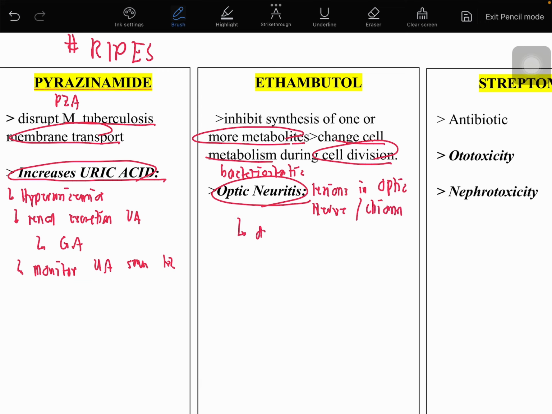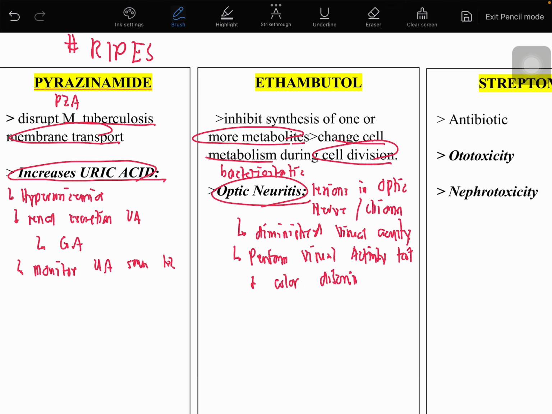Okay, that will result to what? It will result to diminished visual acuity natin. Okay, pag nagkaroon ka ng diminished visual acuity, possible na nagkakaroon ka ng blurring of your vision. Therefore, ang gagawin natin kapag si patient nag-develop ng optic neuritis, you have to perform visual acuity test as well as what? And also your color discrimination na tinatawag.